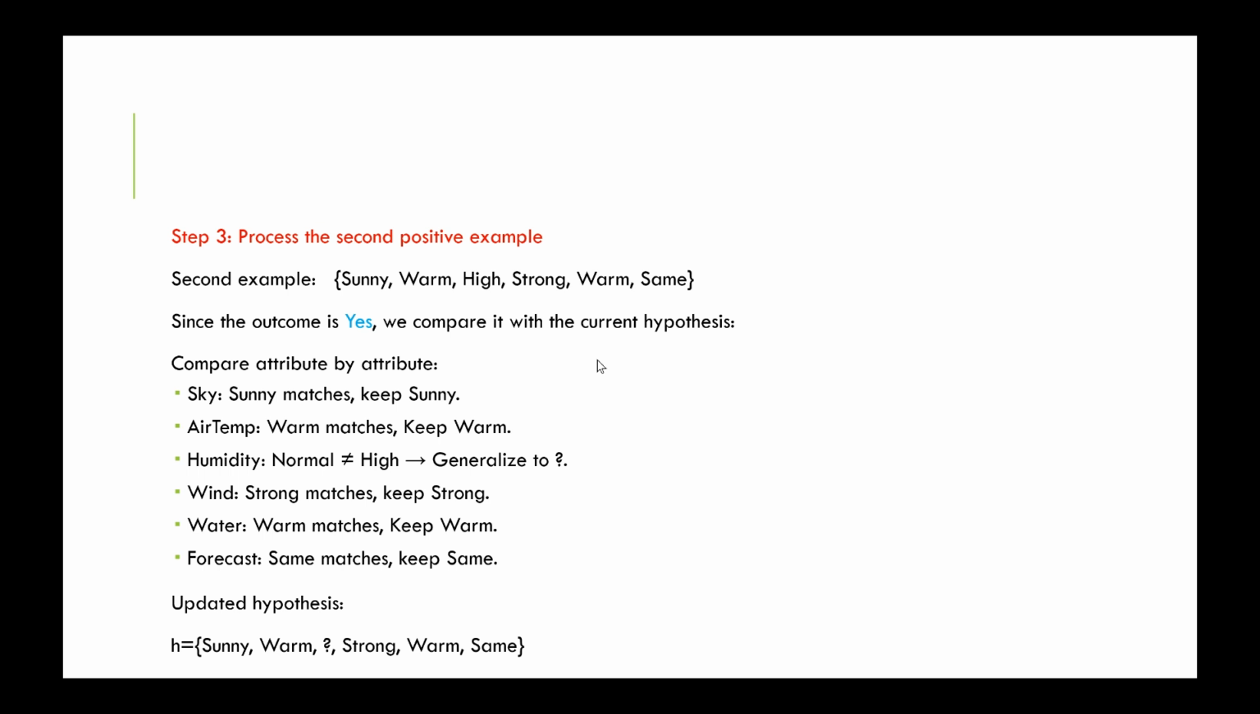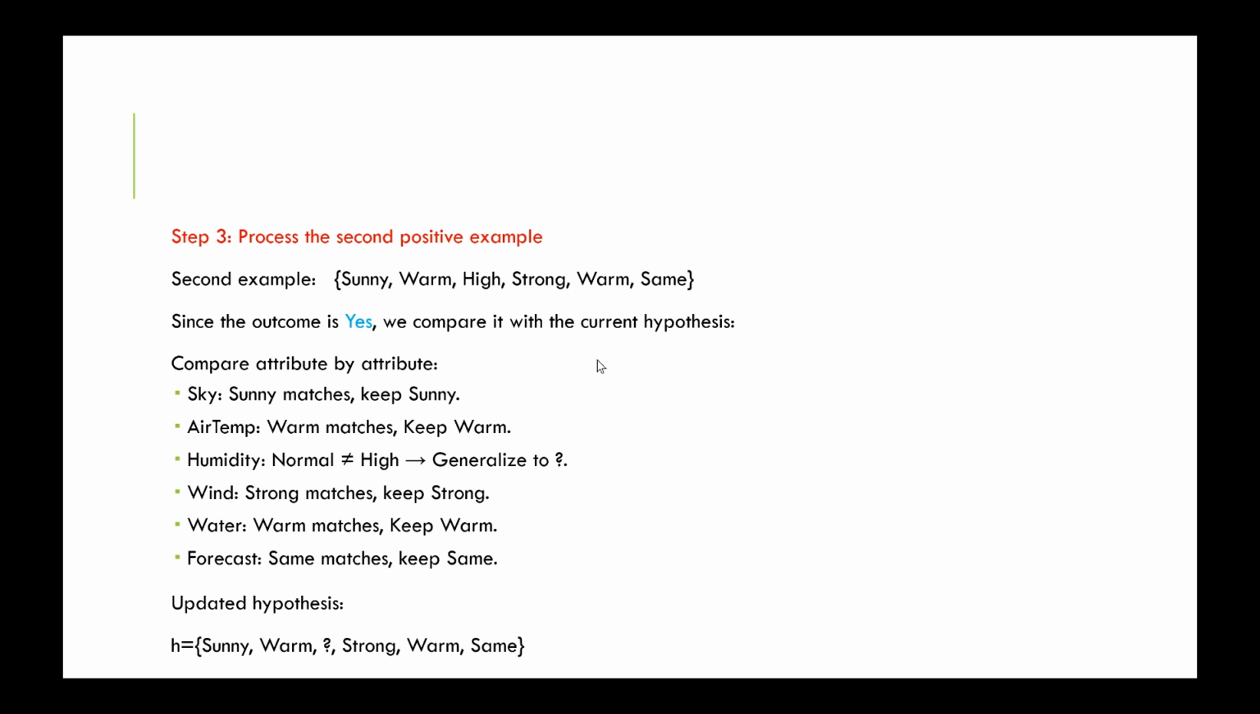The outcome is S. So we're going to compare with the current hypothesis, attribute by attribute. The first attribute is sky. The sky is sunny currently, and the previous one is also sunny. So it is matching. Keep the sunny.